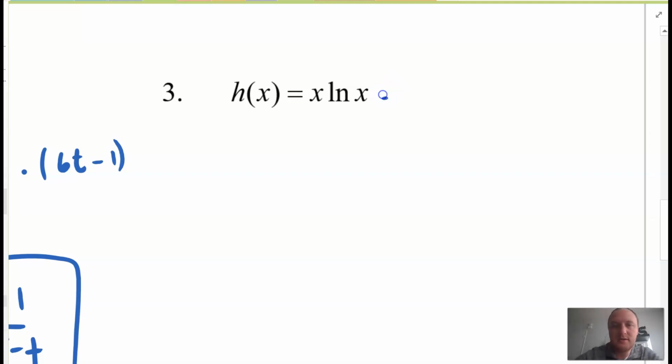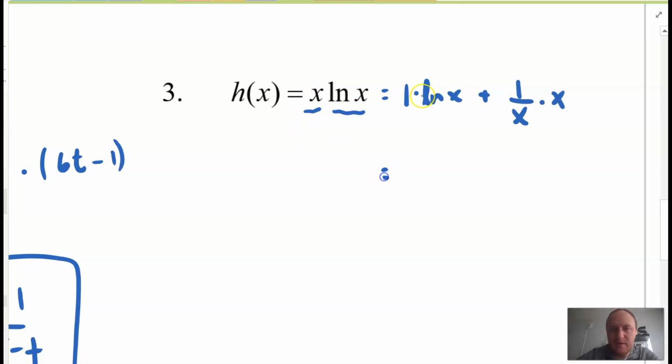So we'll go ahead and take the derivative of the first times the second, 1 times the natural log of x, plus the derivative of the second times the first. Well, the derivative of the second is 1 over x, and the first is just x, right? And this comes from x being what we call the first, and natural log being called the second. Just a little bit of review there for the product rule.